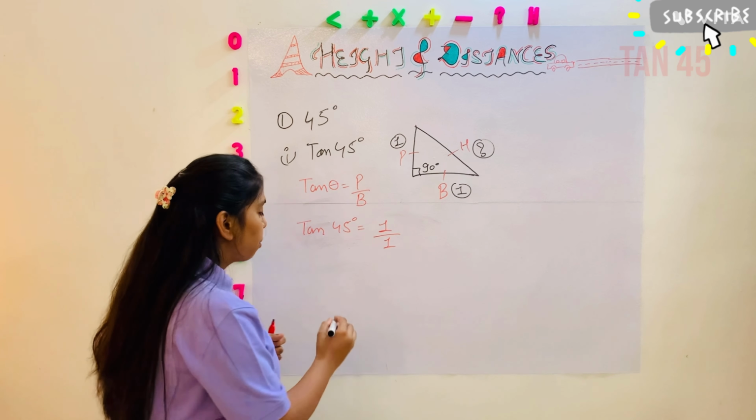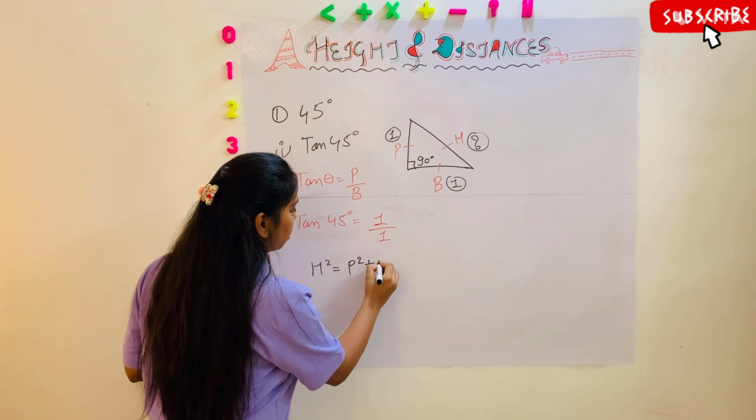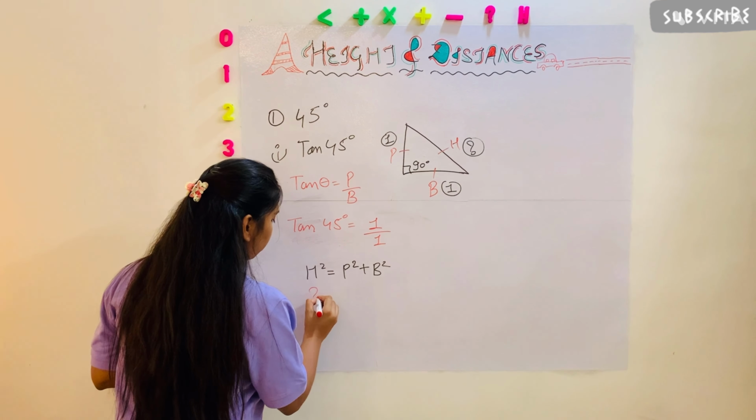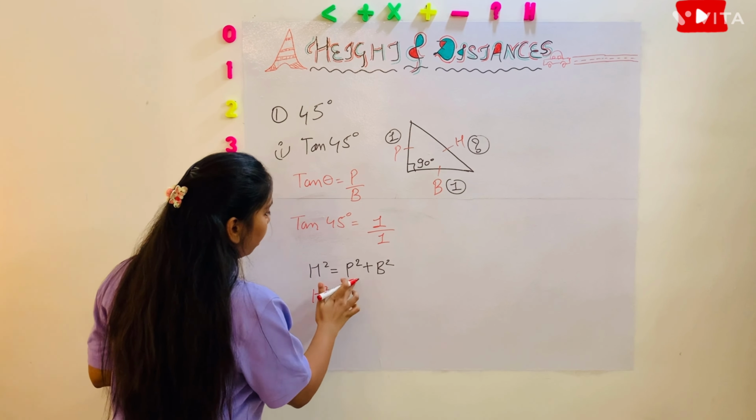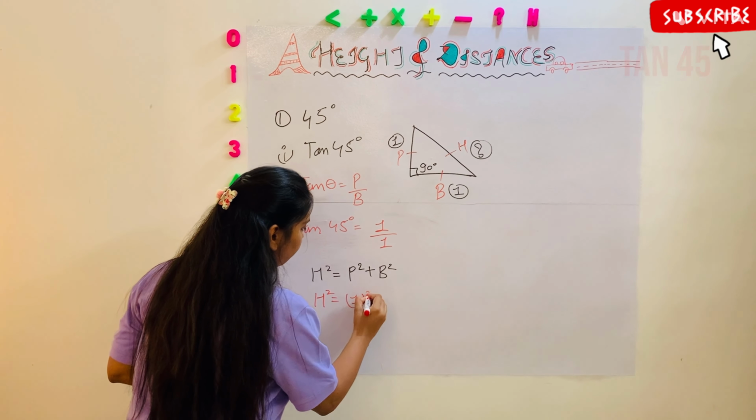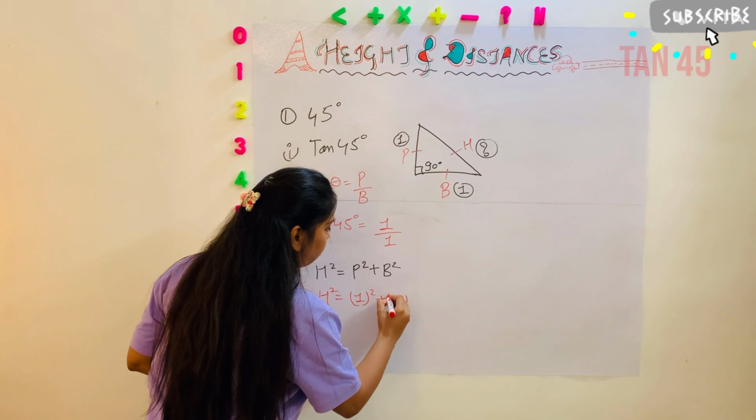So the Pythagoras equation is hypotenuse square is equals to perpendicular square plus base square. Okay. We don't know about the value of hypotenuse. So here is hypotenuse square. And the value of perpendicular is 1. So the square of 1. And the value of base is also 1. So here is also square of 1.